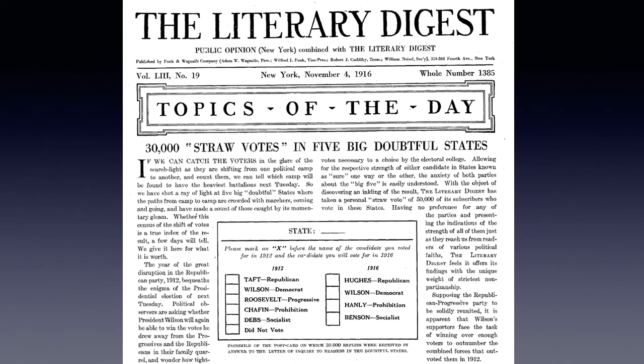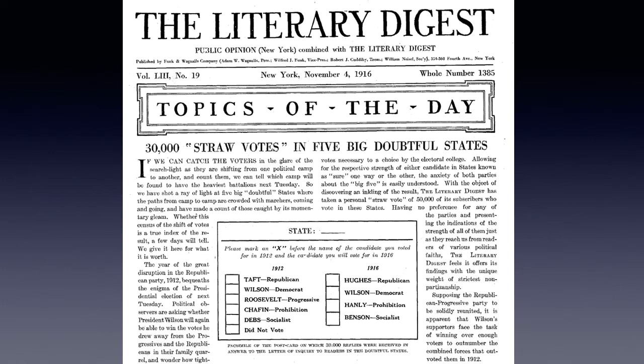After all, not only did subscribers to the Literary Digest get the actual magazine, but they also got the chance to participate in the magazine's pre-election polling to let people know what they thought about the issues of the day. So here's the actual front page from the November 4th, 1916 edition of the Literary Digest. As you can see, just like today, the poll is the lead story. Digging deeper, the lead story describes and motivates how they did the poll of 30,000 readers in 5 big doubtful states that the Literary Digest surveyed for the 1916 presidential election.